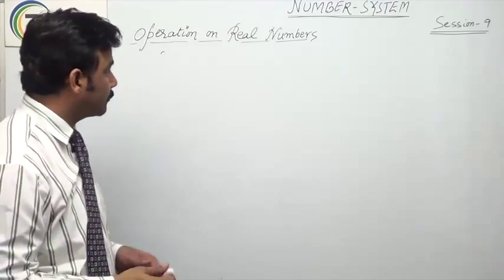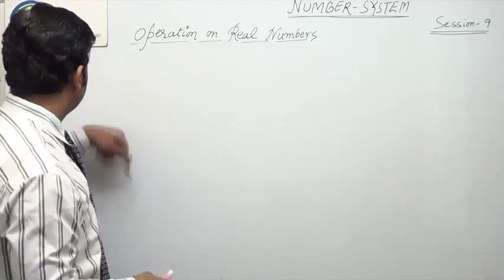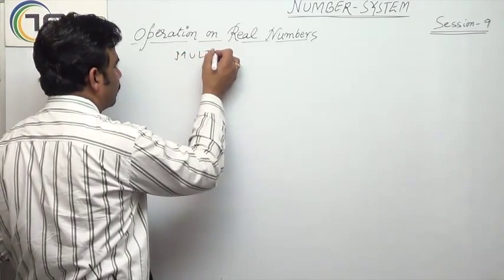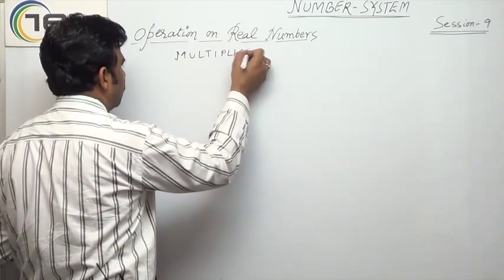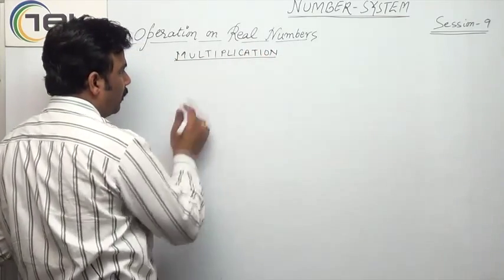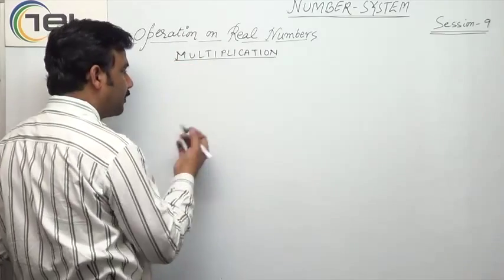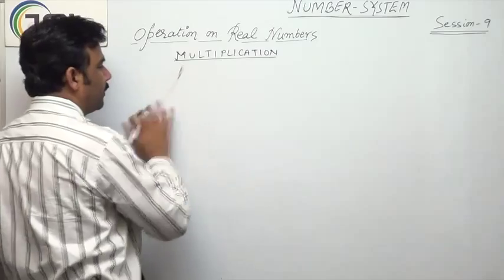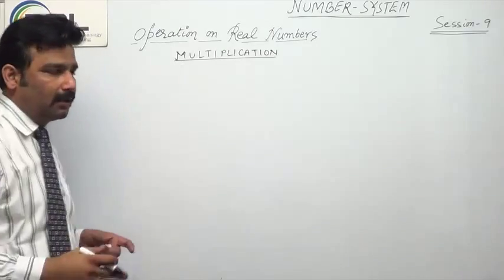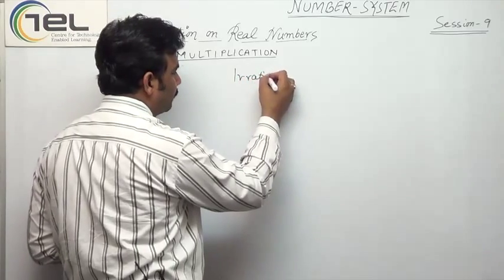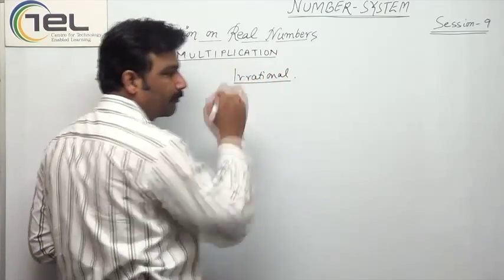Let's see some questions on multiplication. Let's say I'm taking, first of all, irrationals, because irrationals are quite important for us to solve and can also make trouble.